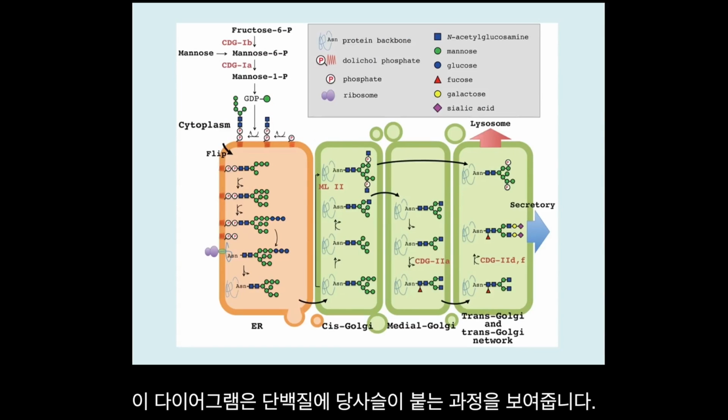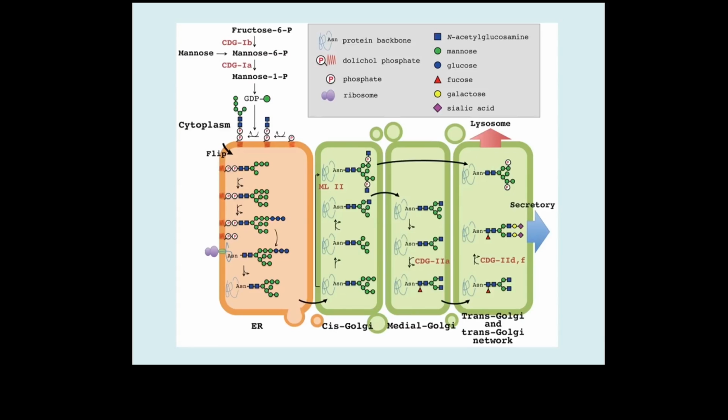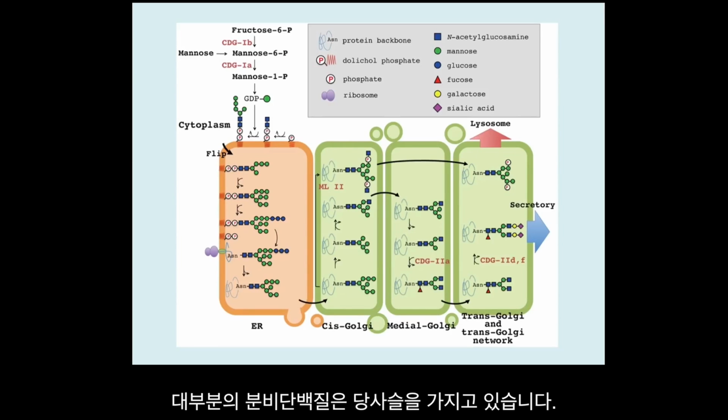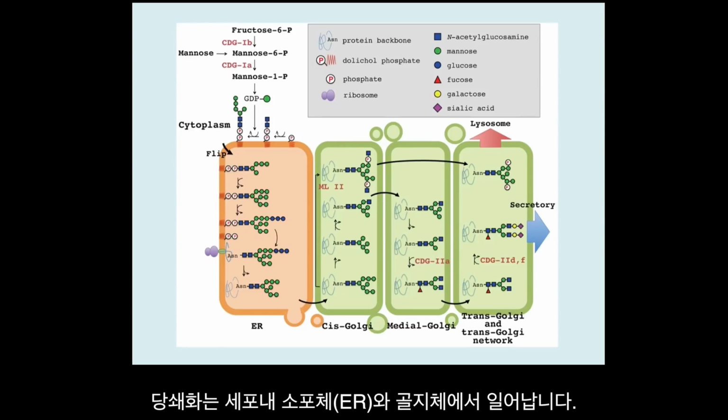This diagram illustrates the cellular processes of protein glycosylation. Most plasma membrane and secretory protein contain one or more carbohydrate chain synthesized through the glycosylation. In cell, some glycosylation reactions occur in the lumen of the endoplasmic reticulum, while others are in the lumina of Golgi cisternae.